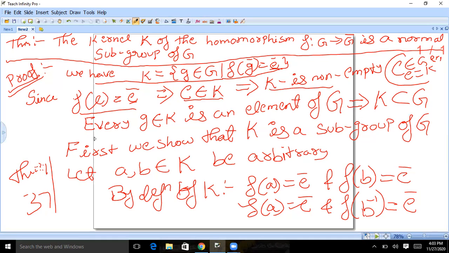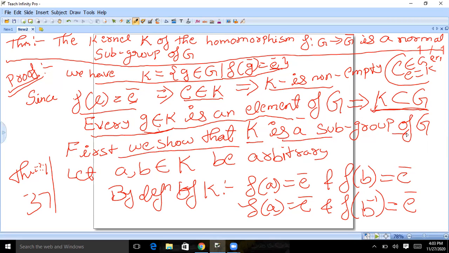Okay, every g belongs to capital K. So every small g belongs to capital K is an element of G. Therefore, we write K is a subset of G. So we write small g belongs to K. Therefore, we can write that an element of G implies K is a subset of G. So first we should say that K is a subgroup of G.